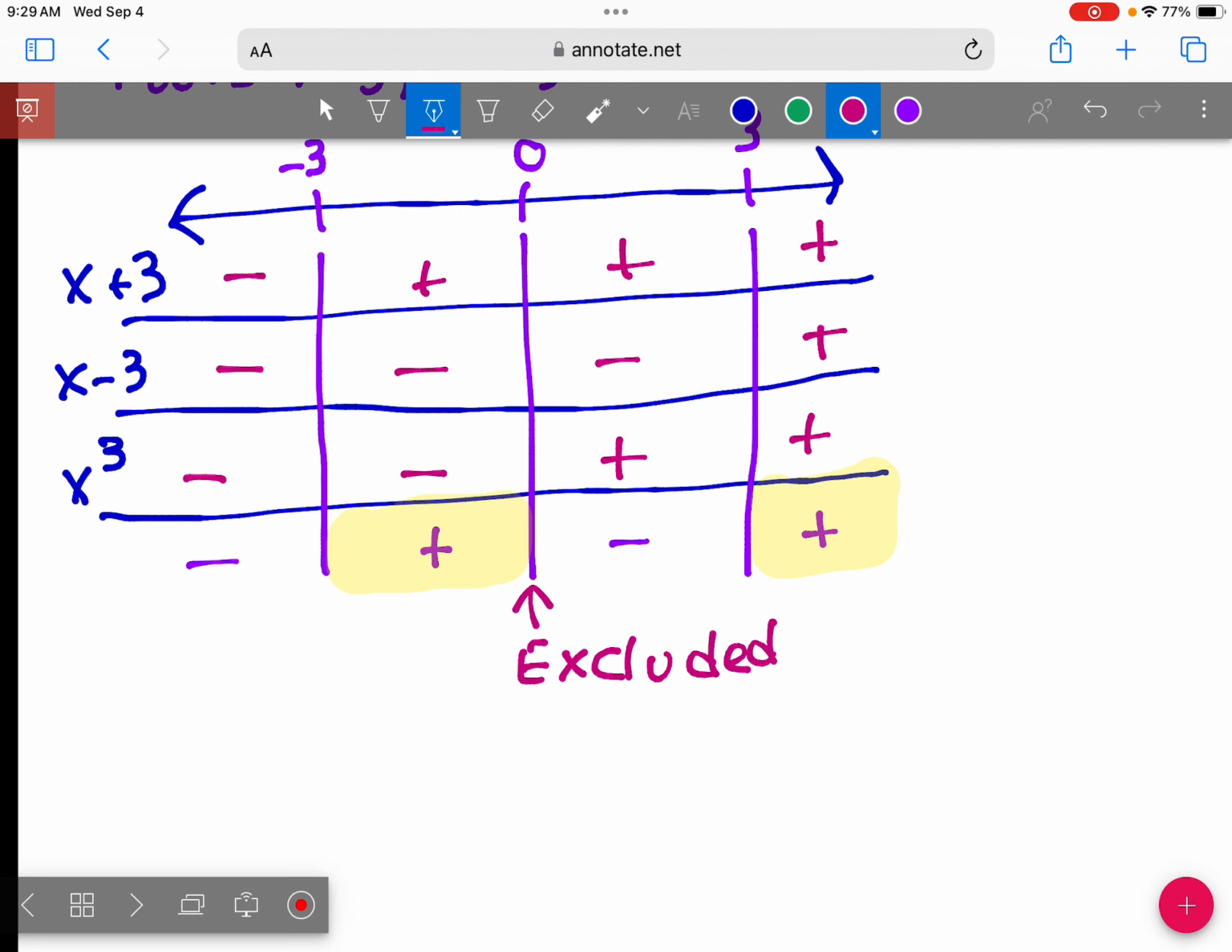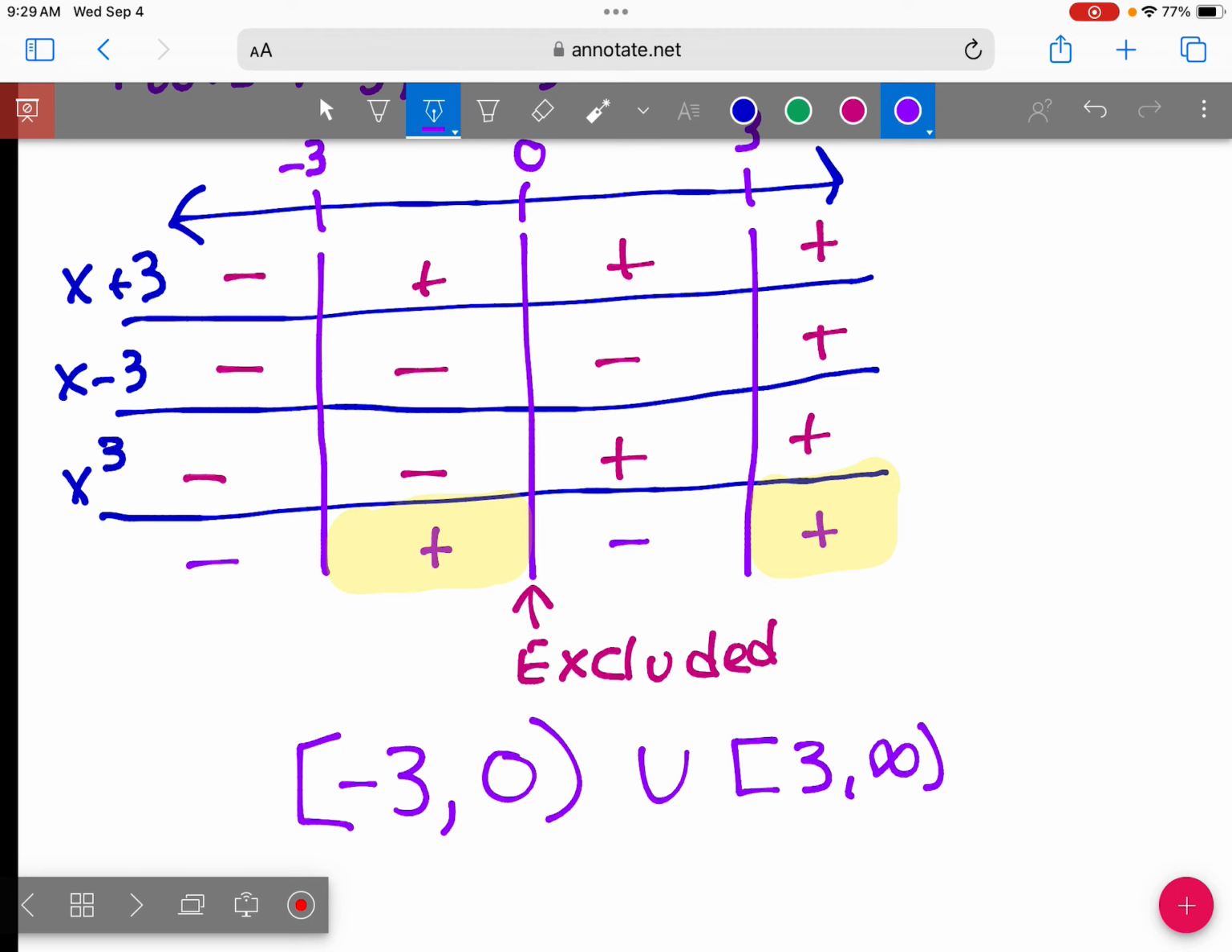So how would we write this as an interval? Bracket, -3, 0, parenthesis. I can get all the way up to 0, but it cannot equal 0. Otherwise, my denominator is 0. How do I write this one as an interval? Bracket 3 to infinity. No, beyond. Infinity can't go beyond. And union them together. Yes.